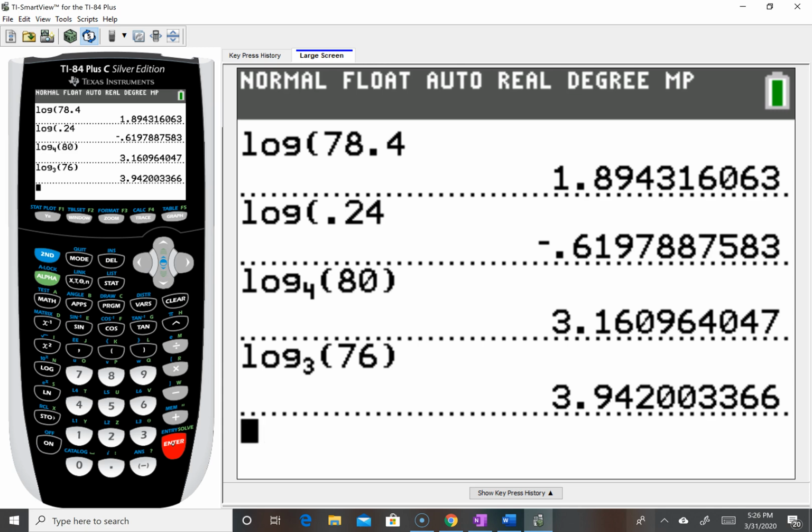3.9420. Okay, now that you're done taking your notes, you can do the homework and submit it like you did last time.